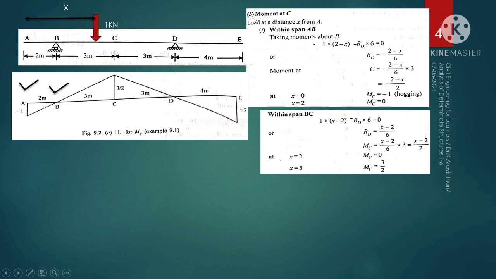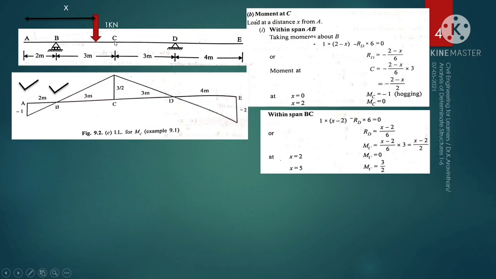Now let us take the bending moment at B. RD into distance is 6. RD into distance is anti-clockwise, since it is minus, and 1 into distance. We have taken x from the origin to this point, and A to B is 2. If you need this distance, it is x minus 2. So 1 into (x minus 2) will be clockwise, hence it is plus. If you need RD, you can take this side. RD will be (x minus 2) divided by 6.